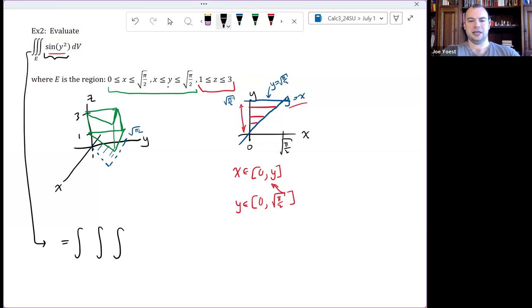All right, let's put z on the outside. z goes from 1 to 3. And here, x depends on y. y does not depend on x or z, so we need the x integral to be inside of the y integral, so the y integral has to go next. And then x we'll put on the inside.